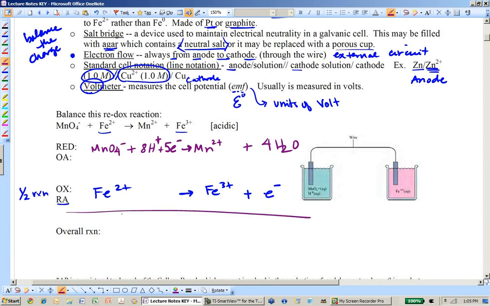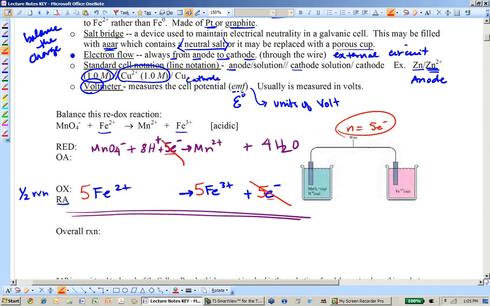So overall, the goal is to cancel out electrons of equal quantity. I've got 5 electrons here, but only 1 electron here, so I must multiply this entire equation through by 5. So n equals 5 electrons. I get in the habit of doing that because that n is going to become very important to you in about an hour. So my overall reaction now, is there anything else I can clean up? Nope. H+ doesn't occur on both sides of the arrow. Waters don't occur on both sides of the arrow, so I'm stuck with what I have at this point.